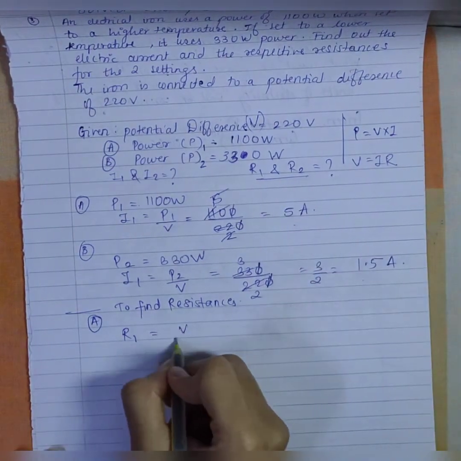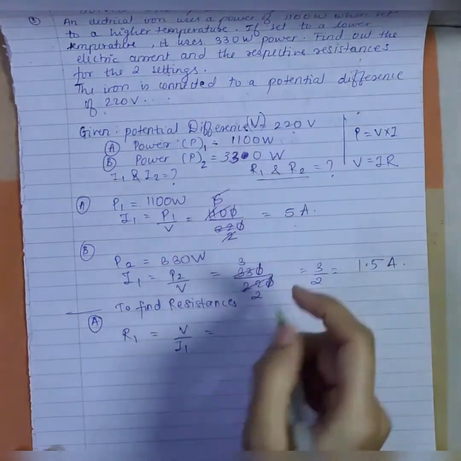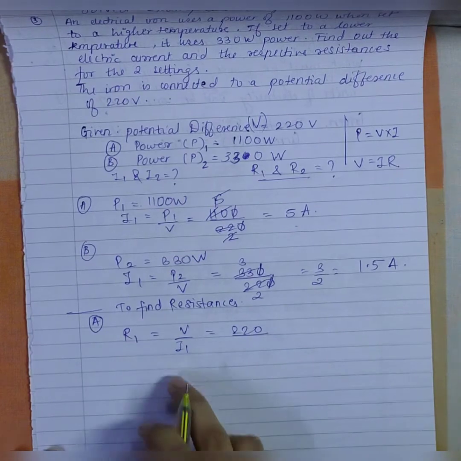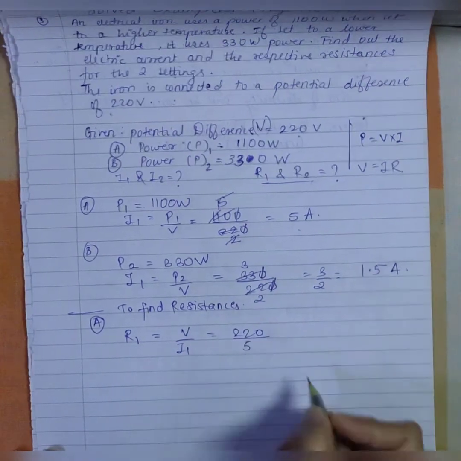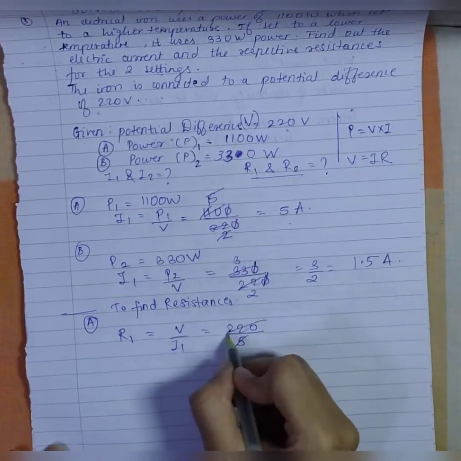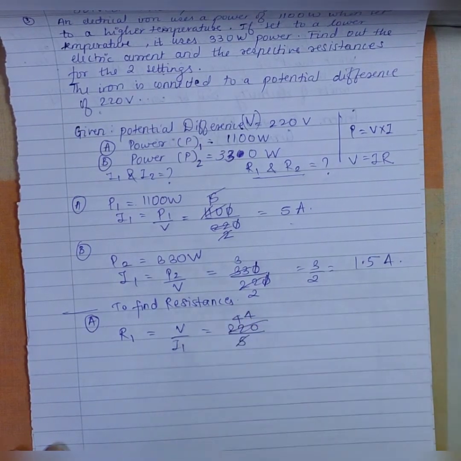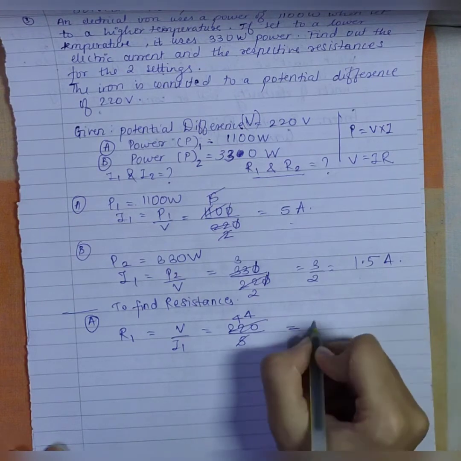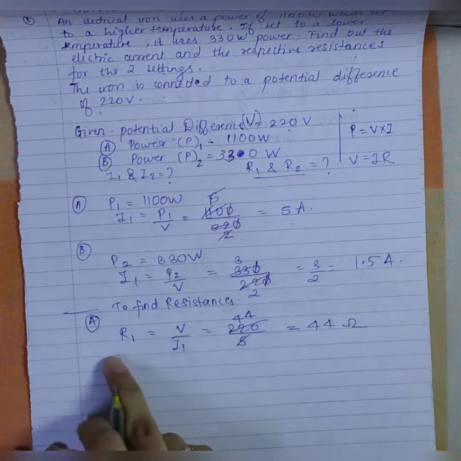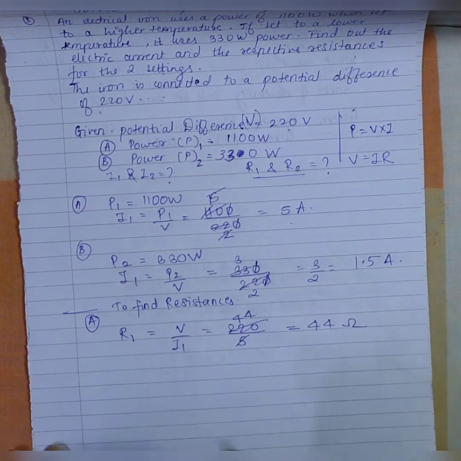For case A, my R1 will be what? V by I1. What is my V? This, my I1 is 5. So can I divide this now? 5 4s are 20. 5 4s are 20. So this is 44 ohms. My R1 comes out to be 44 ohms.